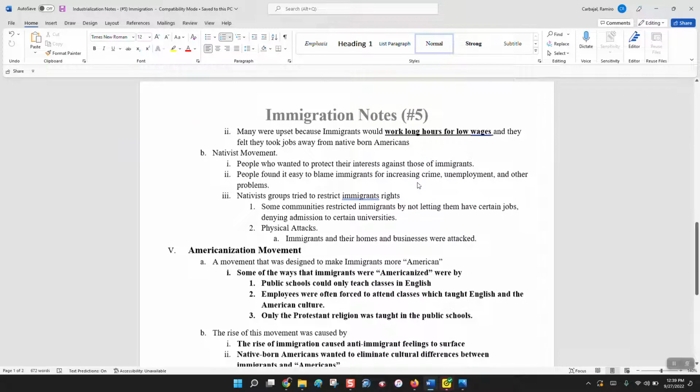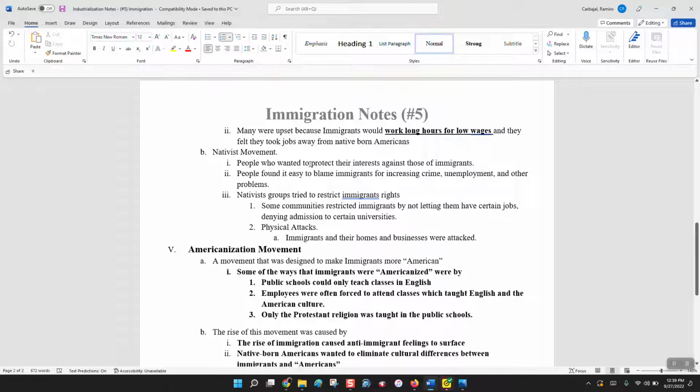And this began a movement called the nativist movement. These were American-born people who felt these immigrants are going against what we need. They need to go home. They blamed immigrants for more crime, more unemployment, for all these problems. It was easy to blame immigrants. It's their fault. It's their fault. If they would just go away, everything will be better.